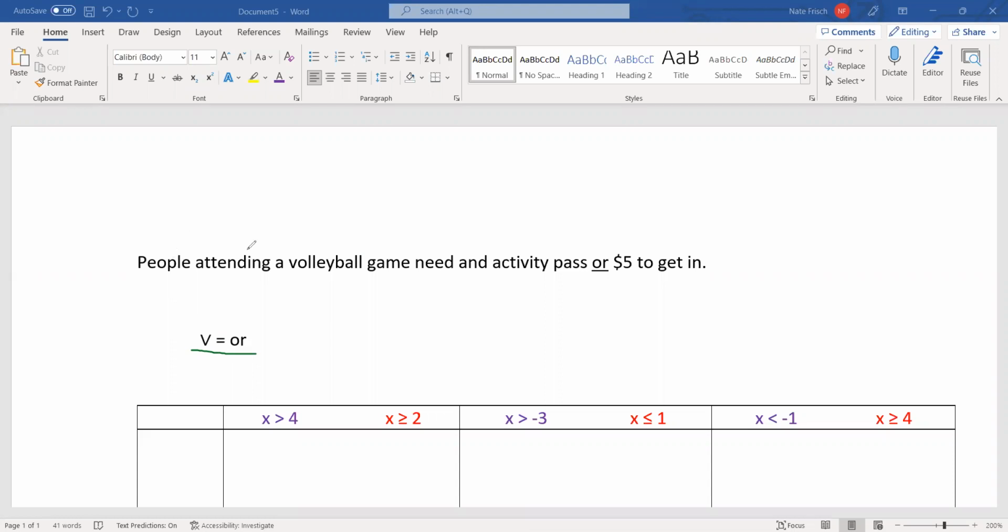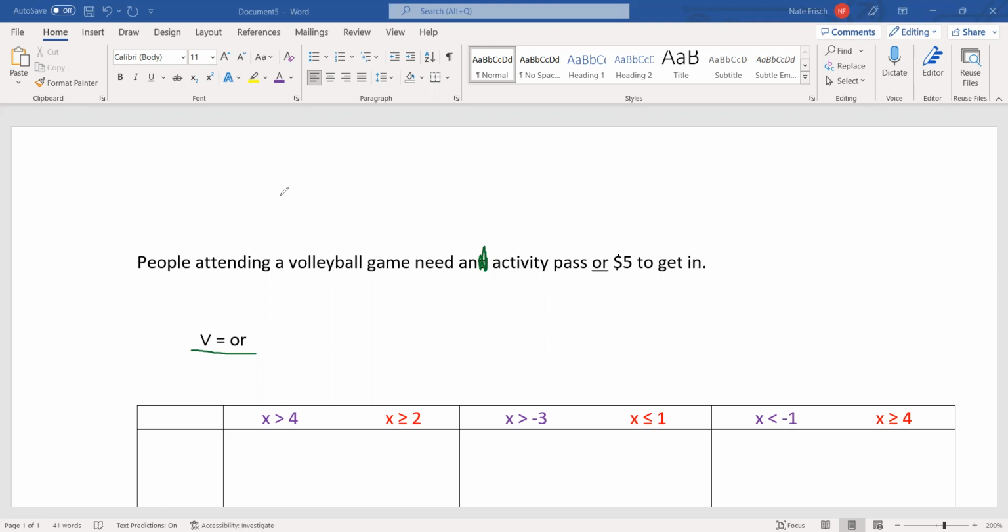Just as an example, you're probably used to disjunctions in language arts. So the example I have here is: people attending a volleyball game need, oops, I mistyped that. That's not good, so I'll just cross it out. Need an activity pass or $5 to get in. So if you go to the volleyball game, you can either have an activity pass or $5 and you can get in. If you happen to have both, that's fine. It doesn't hurt anything, but you just need one or the other. Whereas if it had been a conjunction, you would have needed both. You would have had to have the activity pass and the $5 to get in.